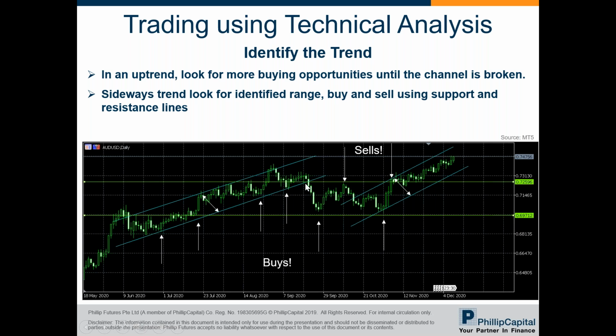So in that sense, it broke the uptrend channel here, and then it went to a sideways trend for a while. So you actually could then afterwards pick up from using the trend channel to using support and resistance lines. So the upper line here would be your resistance, and then here would be your support. So here a good place to buy, and then here a good place to sell. So here a good place to buy as well.